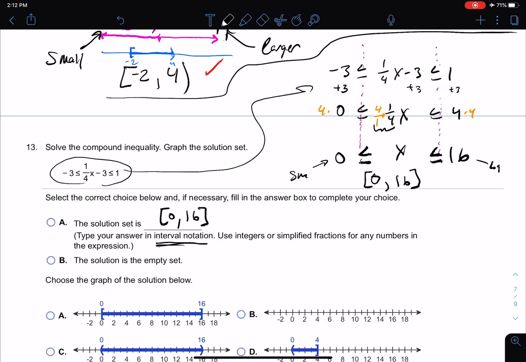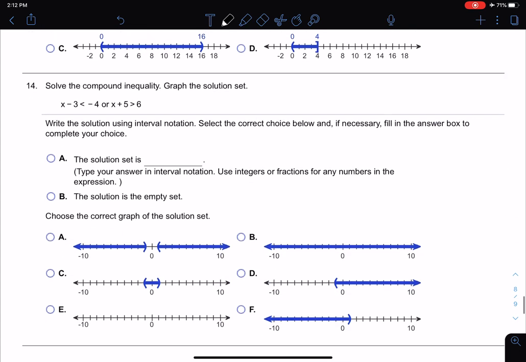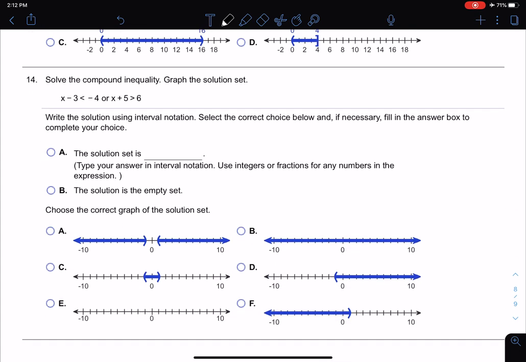We need the graph. Once you have interval notation, the graph is pretty easy. It goes from 0 to 16, and it better be closed and boxed, and I see that right there, right? 0 to 16, closed box, that's A. A is the solution. Moving right along to number 14, another compound inequality.